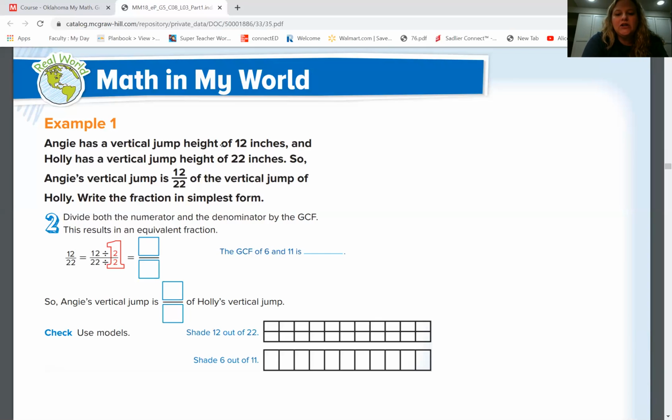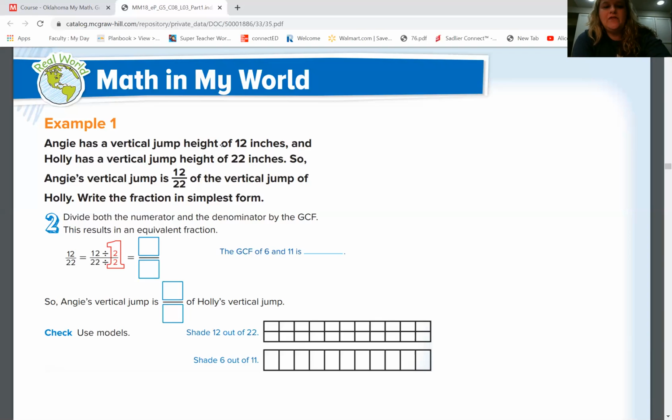And down here, that 22 has become an 11 because we're in simplest form. So what we're going to do is shade Angie's jump. So you would shade 1, 2, 3, 4, 5, 6, 7, 8, 9, 10, 11, 12. So you would shade in 12 of these, and then shade in 6 of these 11. Go ahead and do that.